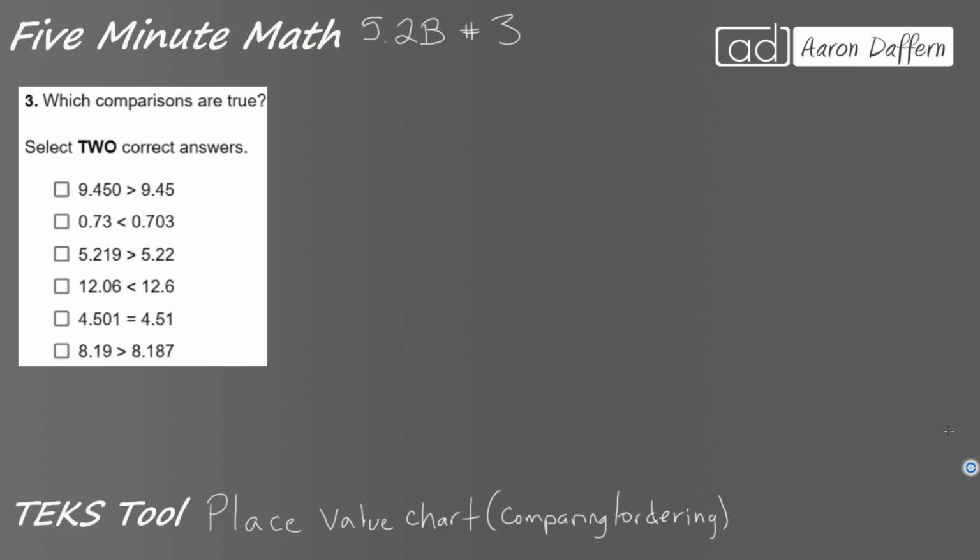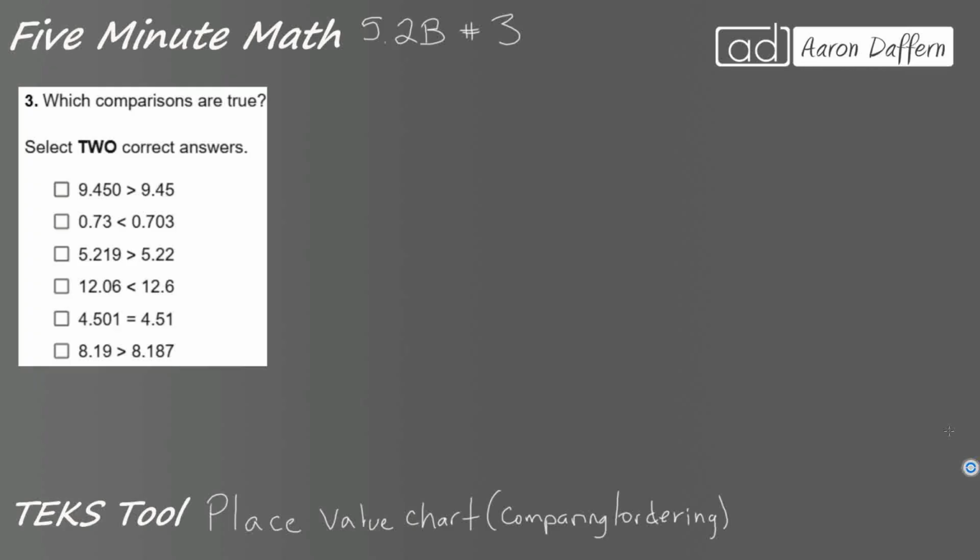Today we are looking at the TEKS tool place value chart. We are focusing on comparing and ordering with a problem related to TEKS 5.2b, and we will solve it in 5 minutes or less. If you haven't done so already, please go ahead and take a moment to pause the video, work this problem out on your own, unpause it, and we will look at our answers together.